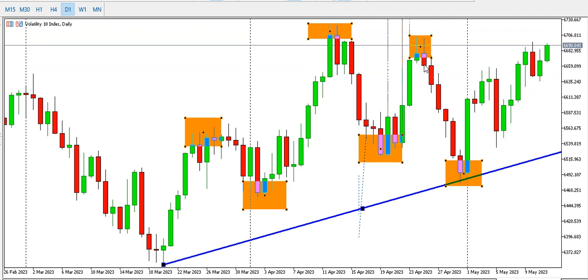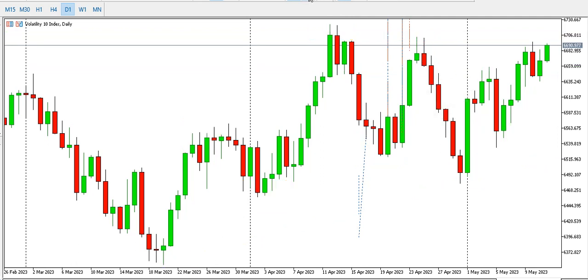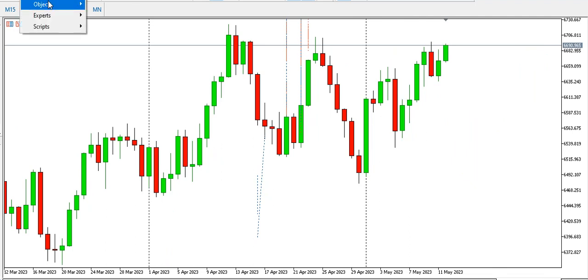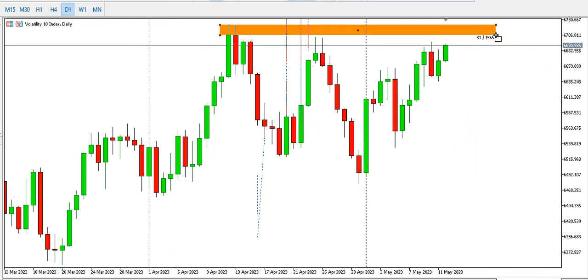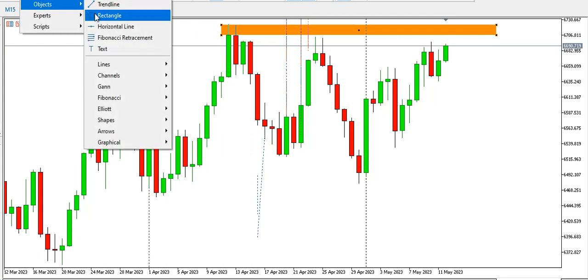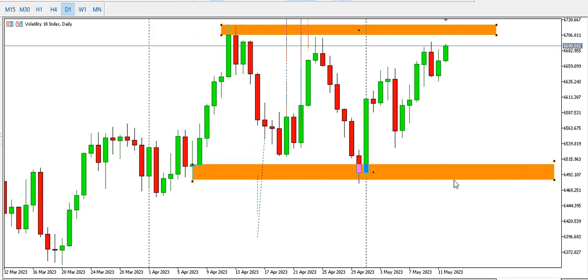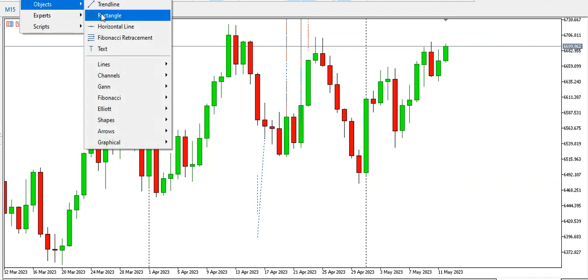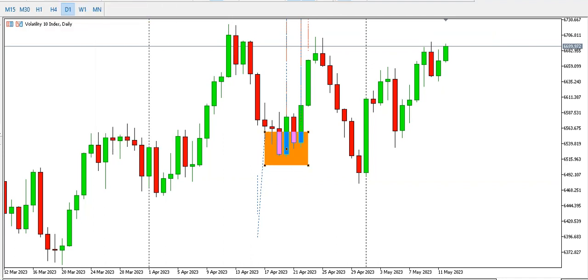But on the daily time frame, we can say for now V10 is ranging. We can conclude that it's ranging. This is the range top on the daily time frame. This is the range bottom. So look, more like an inverted head and shoulder. What do I mean by that? This is the left shoulder, this is the head, and this is the right shoulder. So V10 is ranging on the daily time frame with an inverted head and shoulder outlook.